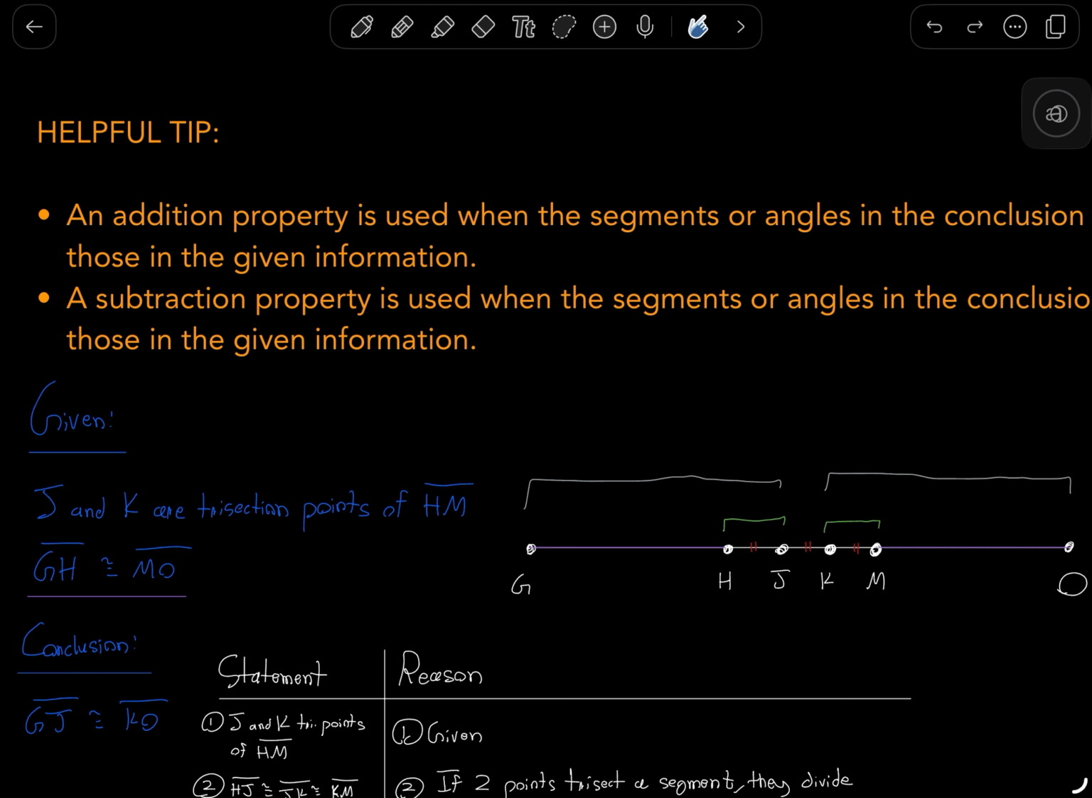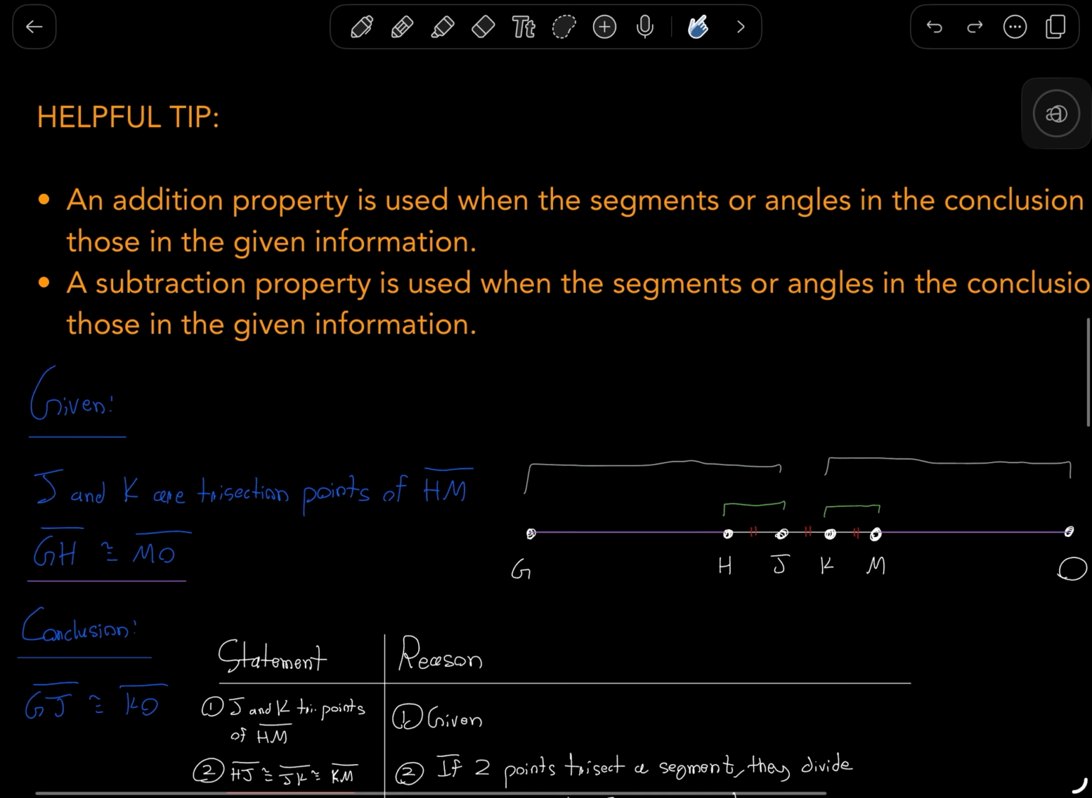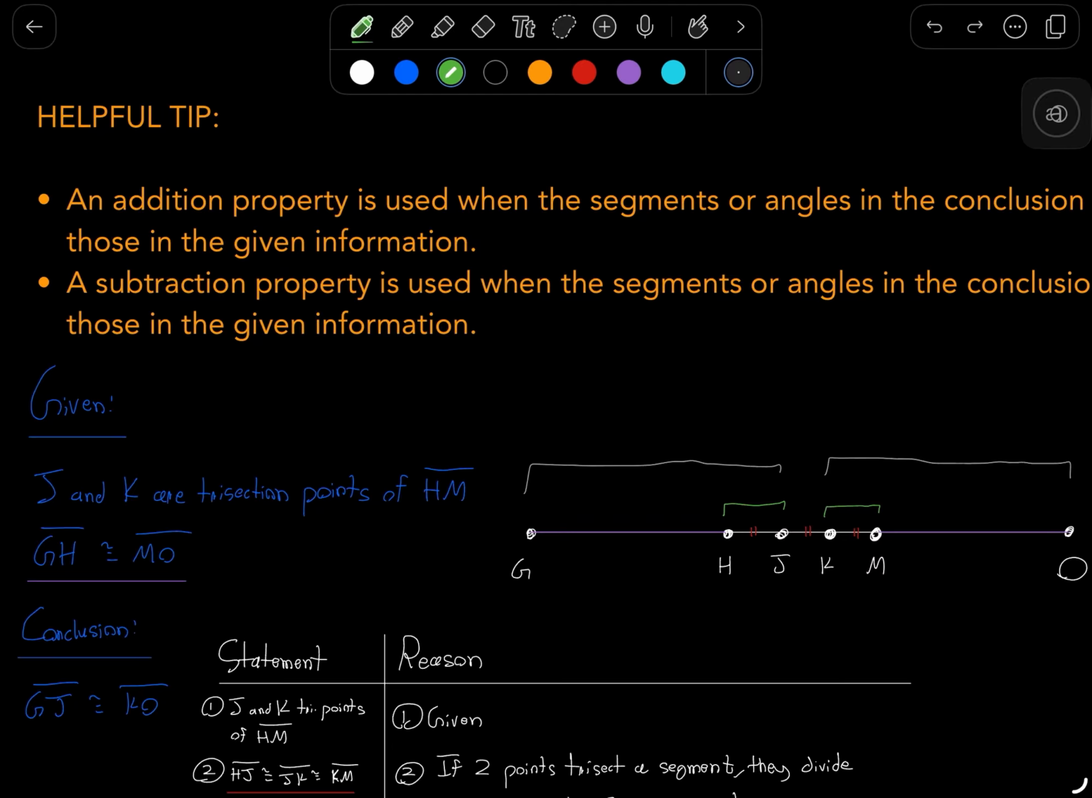Okay, so first let's look at what we're given. We're given that J and K are trisection points of HM. Remember, trisection points means that those points divide HM into three congruent segments. We're also given that GH is congruent to MO.